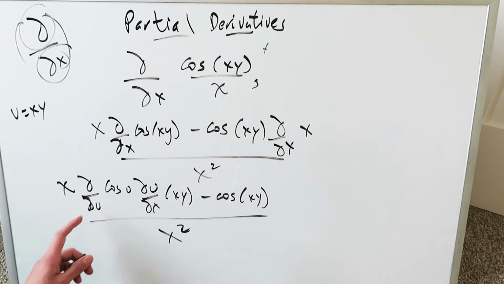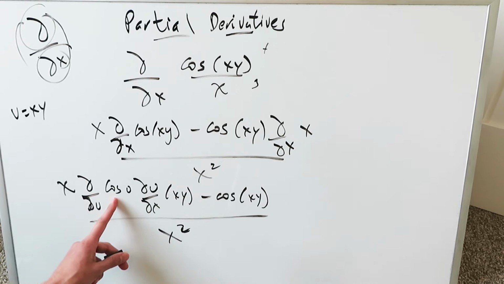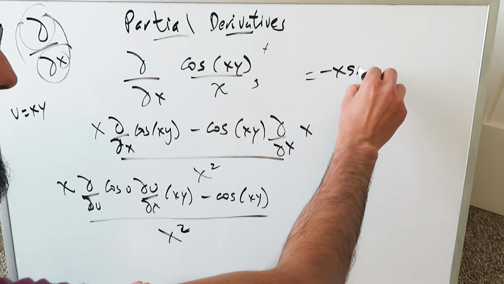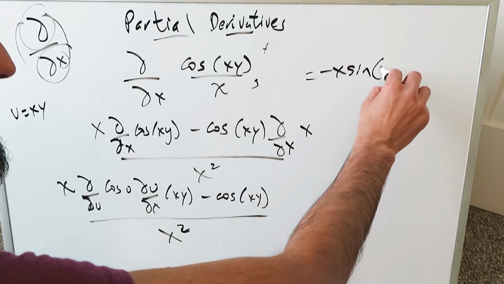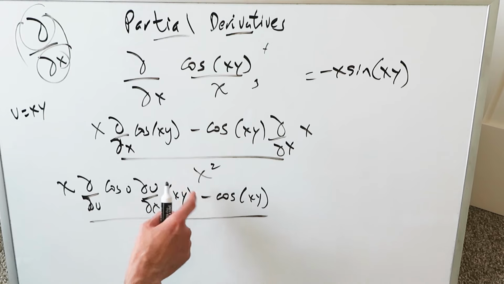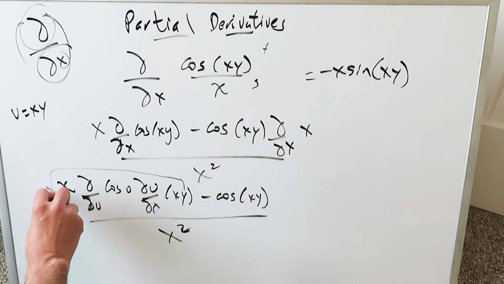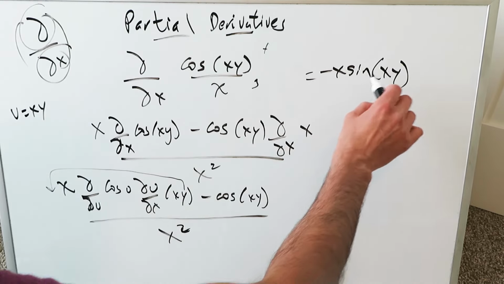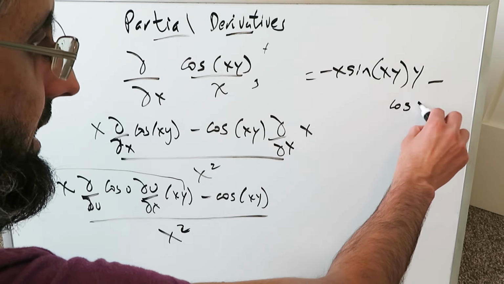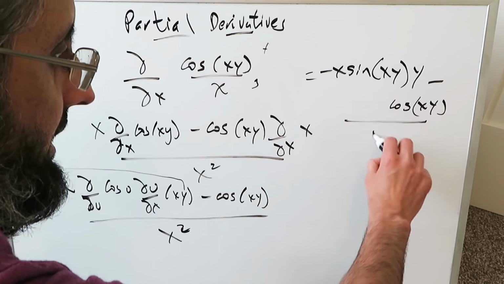Now all you have to do is complete it. The derivative of cosine u is a minus sine u. That minus will come over here. You'll have a minus x sine u. Resubstitute the u, xy. Right here, when you're looking at the derivative of this with respect to x, the y can be treated as a constant. This y can be brought all the way out here. The x will go away. You're looking here at a y and then minus cosine xy all over x squared.